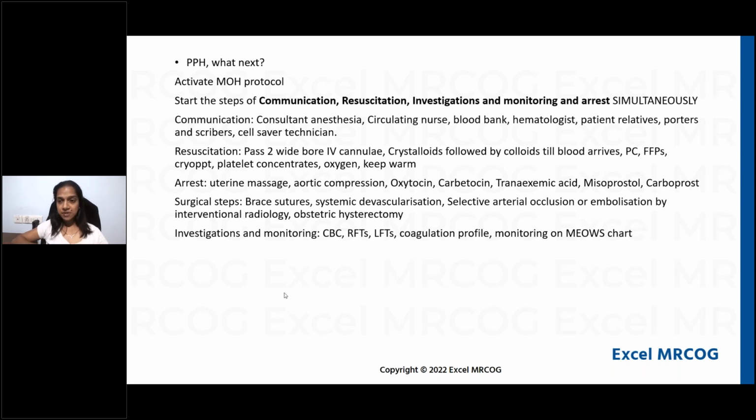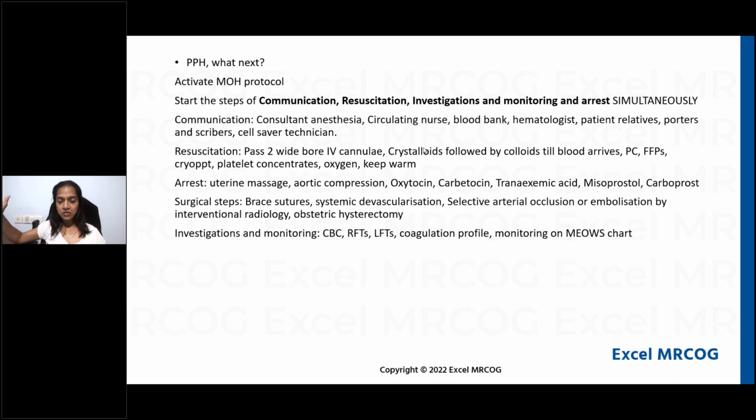Surgical steps may have to be resorted to, like your B-Lynch brace sutures, Cho sutures, etc. Stepwise devascularization may have to be considered: uterine arteries, bilateral, unilateral, internal iliac artery ligation, selective arterial occlusion or embolization by interventional radiology, and hysterectomy as the last resort. At the same time, you may have to repeat investigations because there is ongoing bleeding.